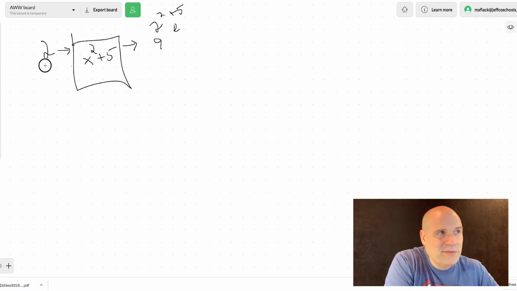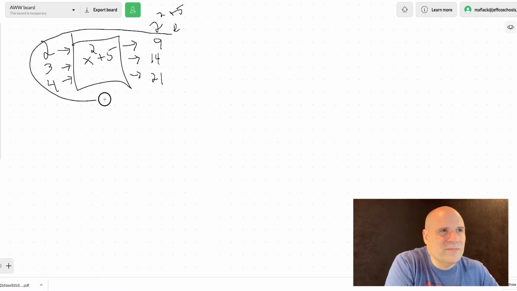Okay, well, let's plug in a 3 and see what happens. 3 squared is 9, plus 5 is 14. Okay, 4 squared is 16 plus 5, which is 21. Okay, so this is an example of a function.